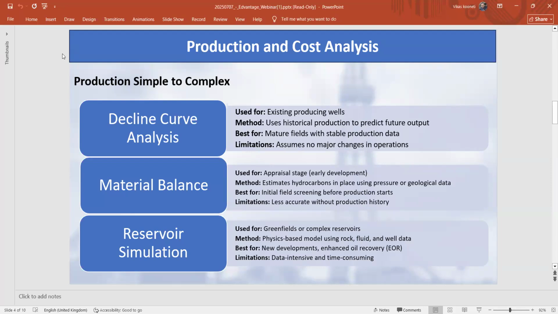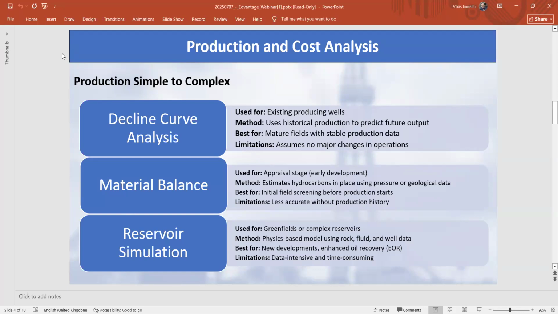Similarly, material balance, right? So it is used for appraisal stage, early development, right? So estimating hydrocarbons in place using pressure and geological data. So you use a stock tank barrels in place calculation in that way. Best for linear field screening before production starts. Limitations: less accurate with production history, right? So you don't have a production history, but you know how your reservoir would be, right? So you know your pressure, your temperature, your porosity, permeability, your gas oil recovery ratio, and all these values, and based on that you calculate a stock tank oil in place and say this many barrels of oil are present underneath, that's how you would go.